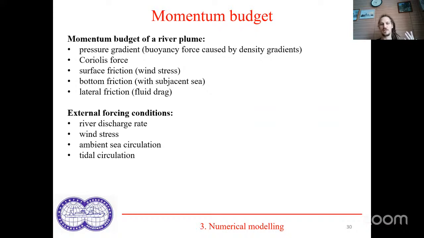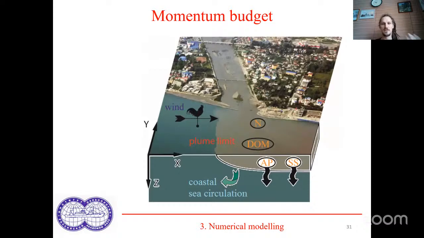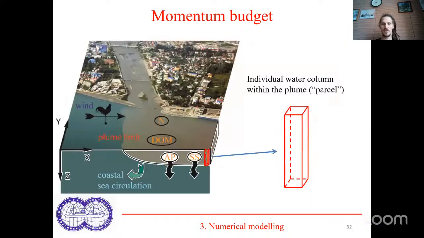So we can remember which momentum budget and external forcing conditions are important for river plume. It's wind, buoyancy force, Coriolis force, and ambient coastal circulation. So we created a numerical model of a river plume, and it is a Lagrangian model, and we represent a river plume as a set of parcels.